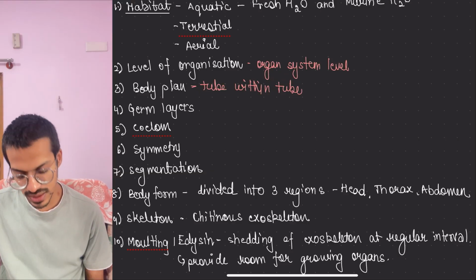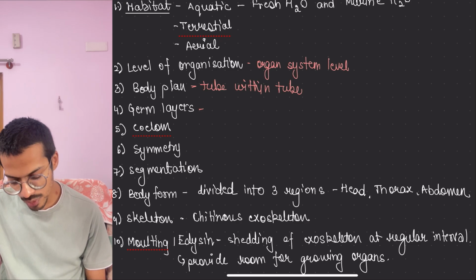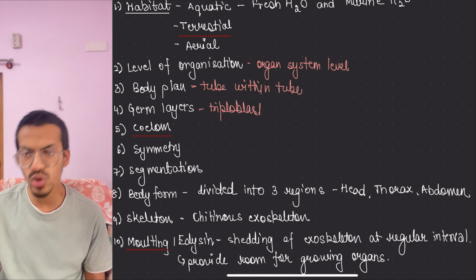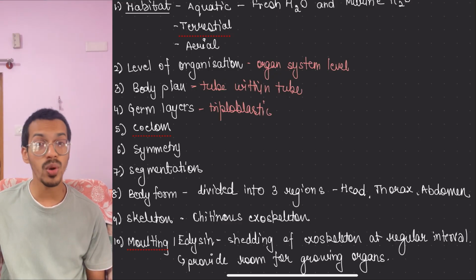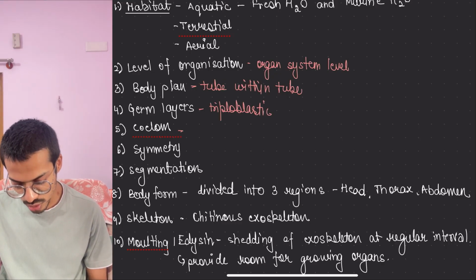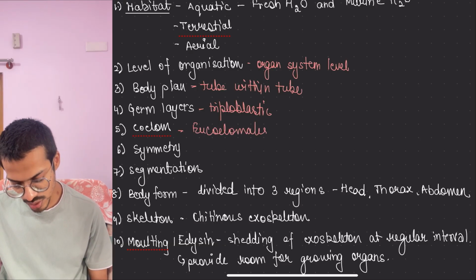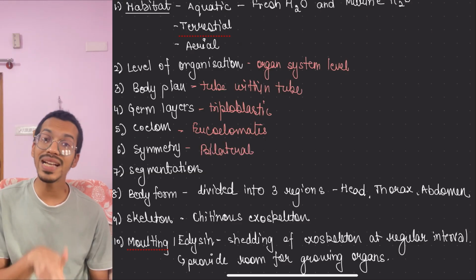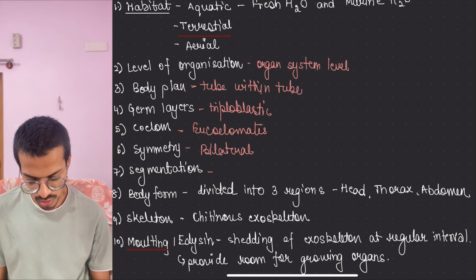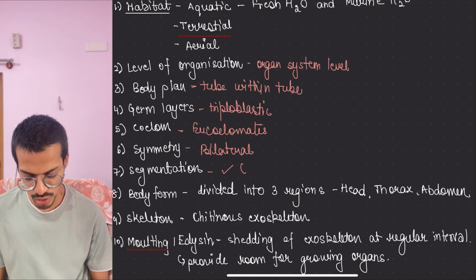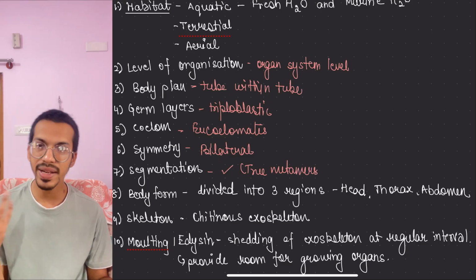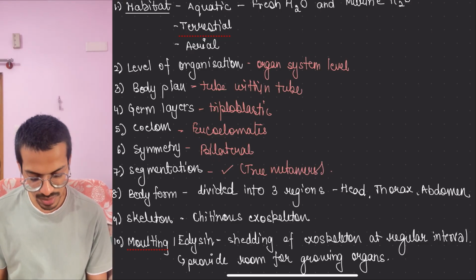Then germ layers. How many germ layers are present? They are triploblastic, three germ layers present: ecto, meso and endoderm. Then coelom. They are true coelomates, eucoelomates. Their symmetry is usually bilateral. Segmentation is present on the outside, true metameric segmentation.